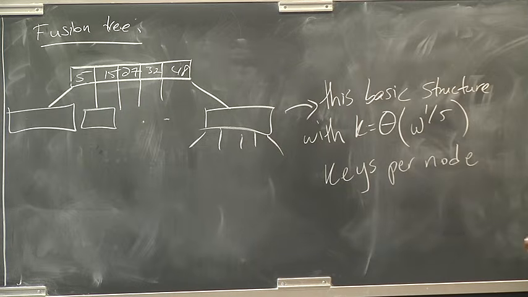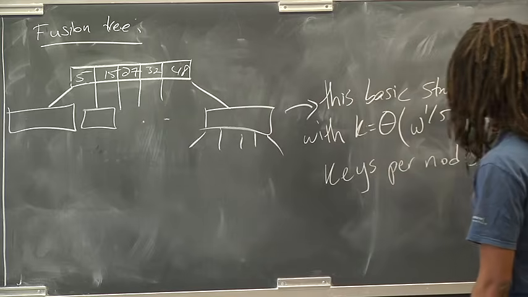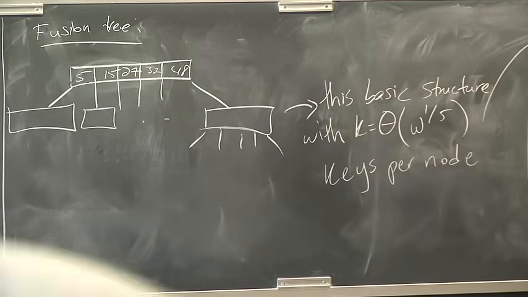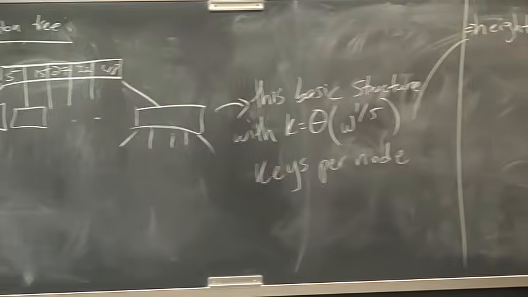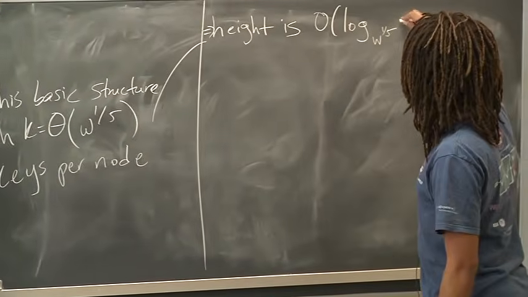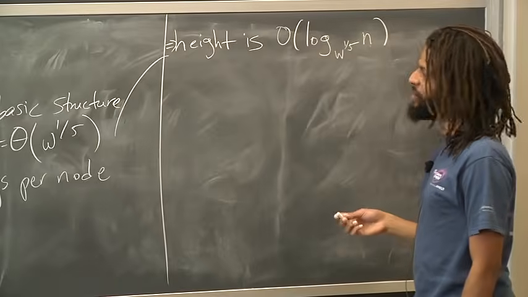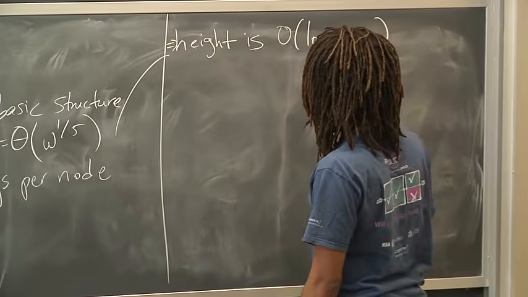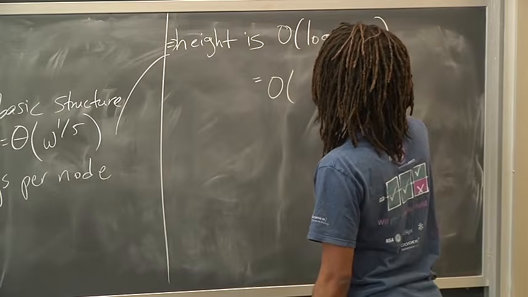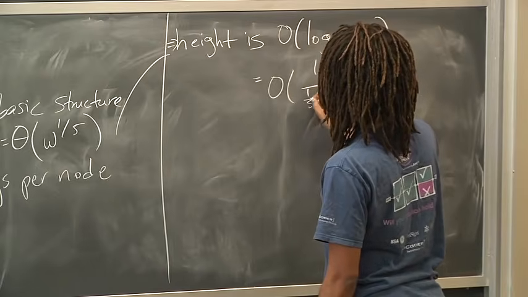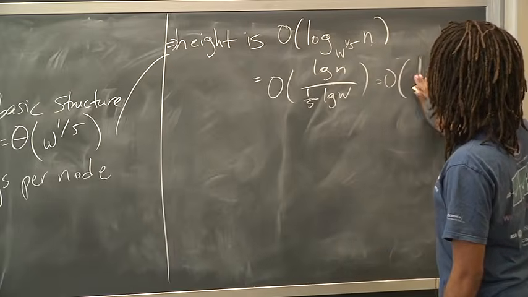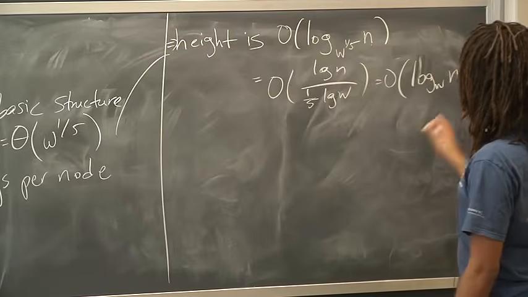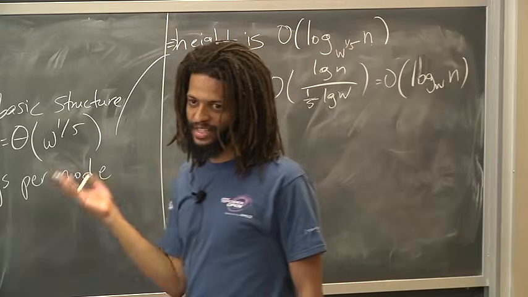Yeah, log base k of n, right? So that implies the height is log base w to the 1/5 of n, right? But if you just remember your log arithmetic, this is the same thing as log n over 1/5 log w, which is just 5 times log base w of n. So this is why we're hoping to get log base w of n.